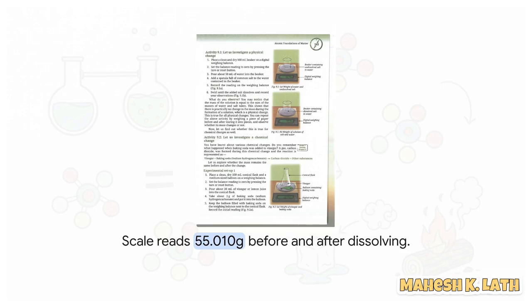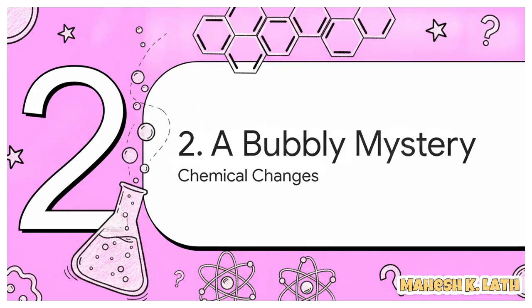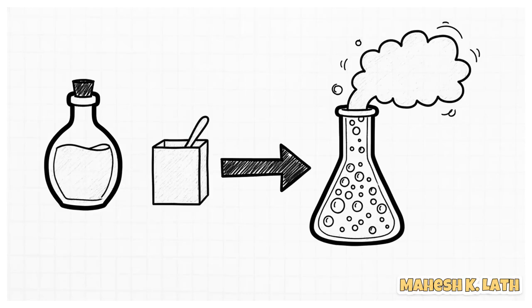Okay, but what happens when the matter actually transforms into something totally new? Let's turn things up a notch in part 2, a bubbly chemical mystery. So we know physical changes keep their mass perfectly intact. Now, let's test a chemical change, where our starting materials react to form entirely new substances, just to see if that rule still holds up.